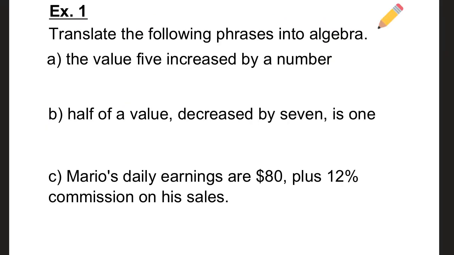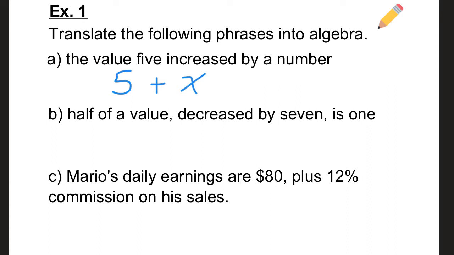We're going to translate the following phrases into algebra. So first one, the value 5 increased by a number. Okay, so the value 5 is just 5. It increased, so it went up. We added a number. Well, some number. We don't know what it is, so I'll just label it as X. But this right here is an expression that models the statement right here.